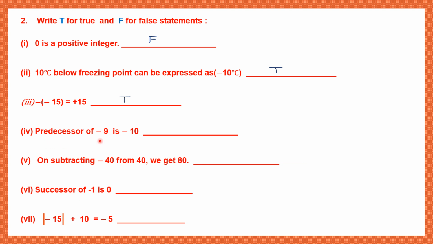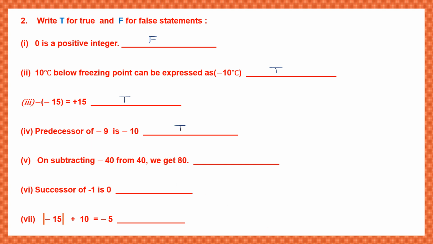The predecessor of negative 9 is negative 10. Remember, predecessor is the number that comes before. So you can think of your number line. Think of your number line and see, then you will know that the number that comes before negative 9 will be negative 10. So this statement is also true.